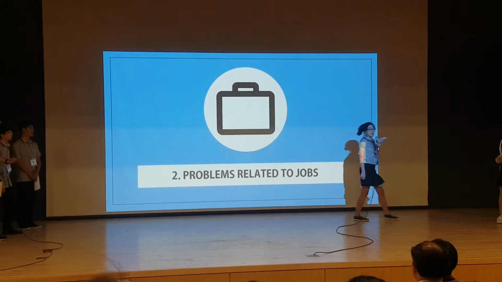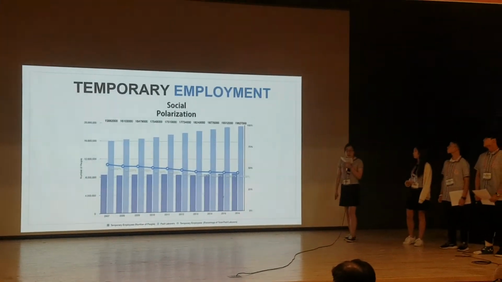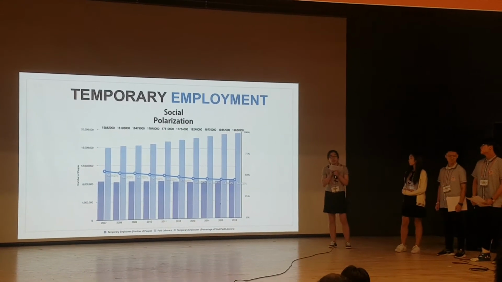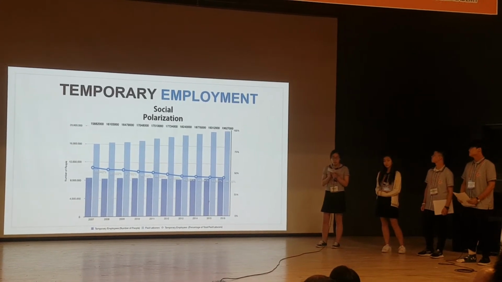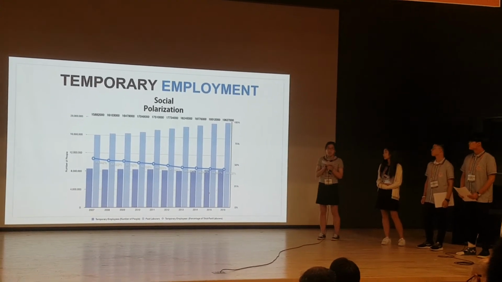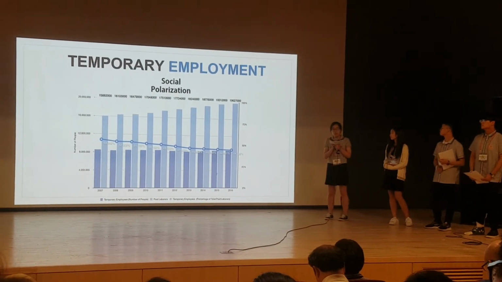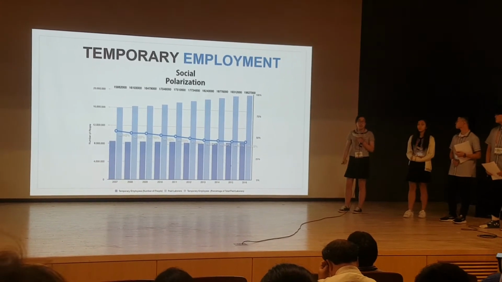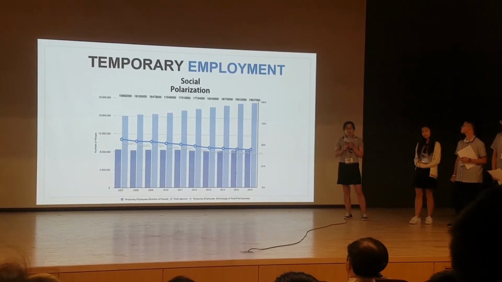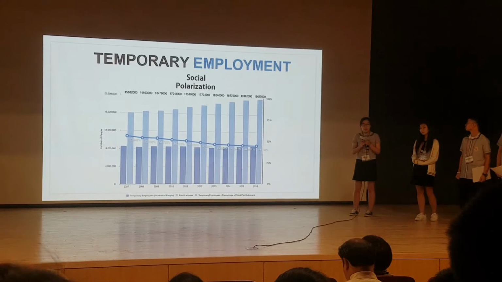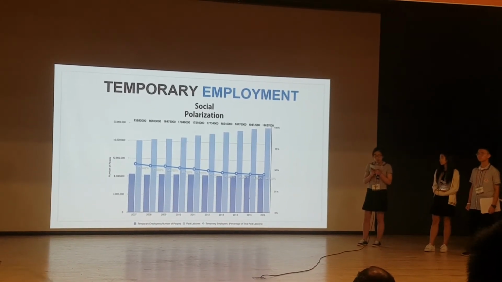Next, I'm going to be talking about the problems related to jobs. After IMF, Korea's version of the Great Depression happened in 1997. Social polarization has been happening, especially in the case of labor workers. 10 million people, almost 1/5 of Korea's population, are currently under the standard labor contract. This means that their jobs are only temporary. The chances for a worker under the standard labor contract becoming a full-time worker is very unlikely.